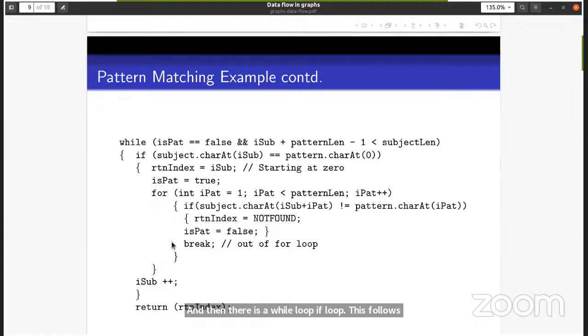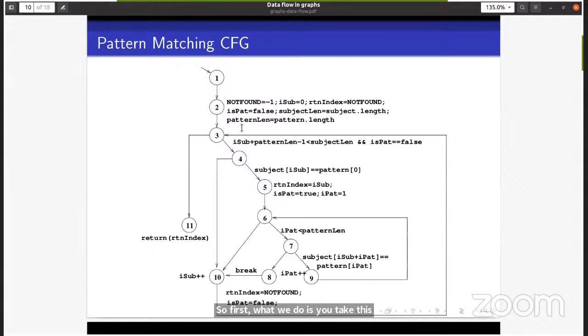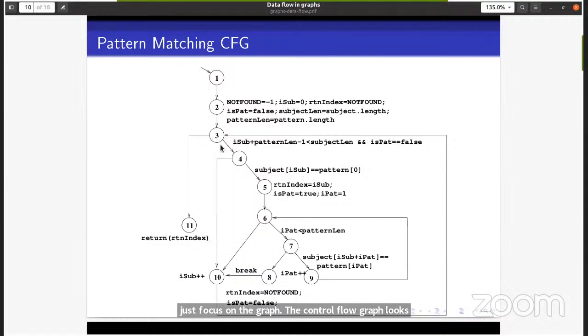So first, what we do is you take this code and you draw the control flow graph. Ignore the labels in it for now. Just focus on the graph. The control flow graph looks like this. It has these nodes and edges.